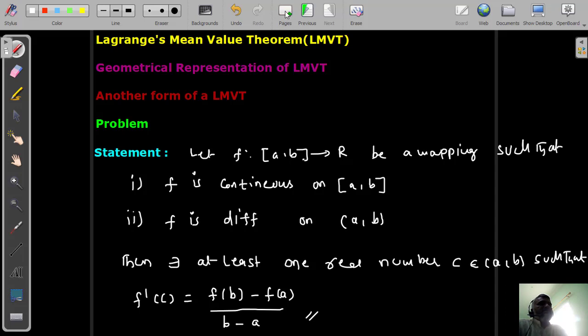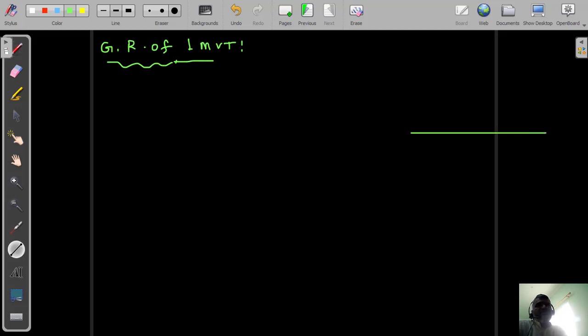Okay, so next we will discuss the geometrical representation of Lagrange's mean value theorem. Geometrically, let us suppose this is my x-axis, this is my y-axis. Suppose the curve is like this.